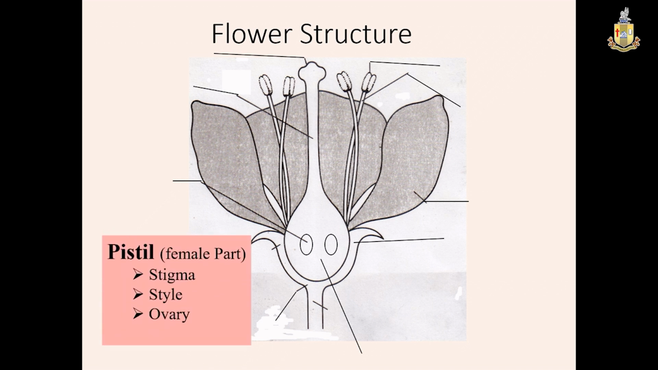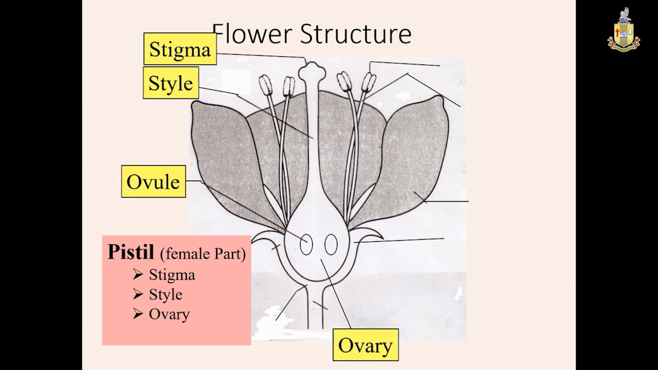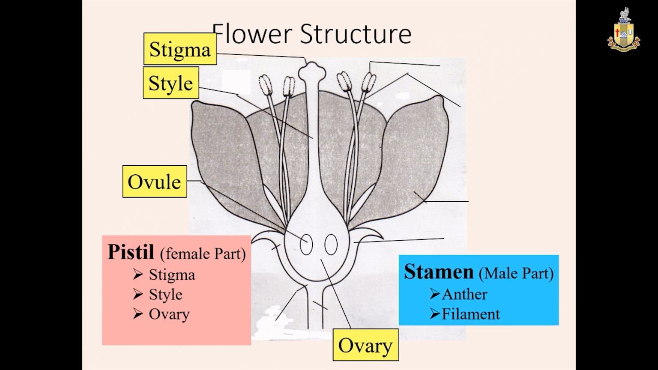Pistil. Pistil is the innermost part of the flower. This is the female part of the flower. It consists of stigma, style, and ovary. See the structure of the stigma, the structure of the style. This is the ovary and ovule.